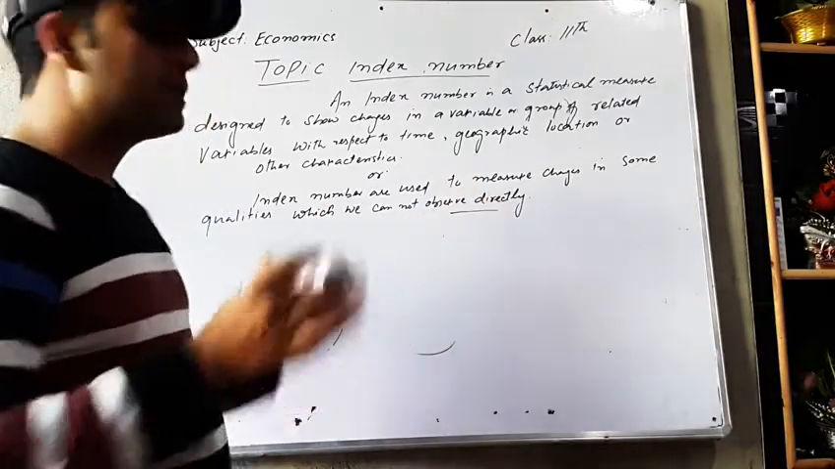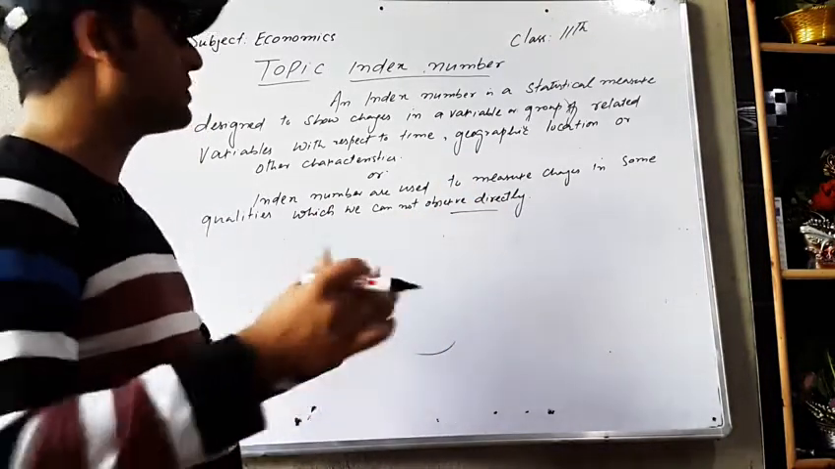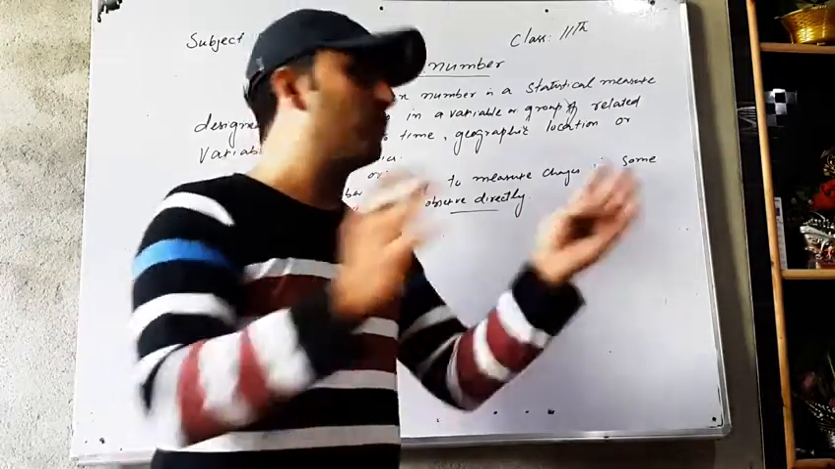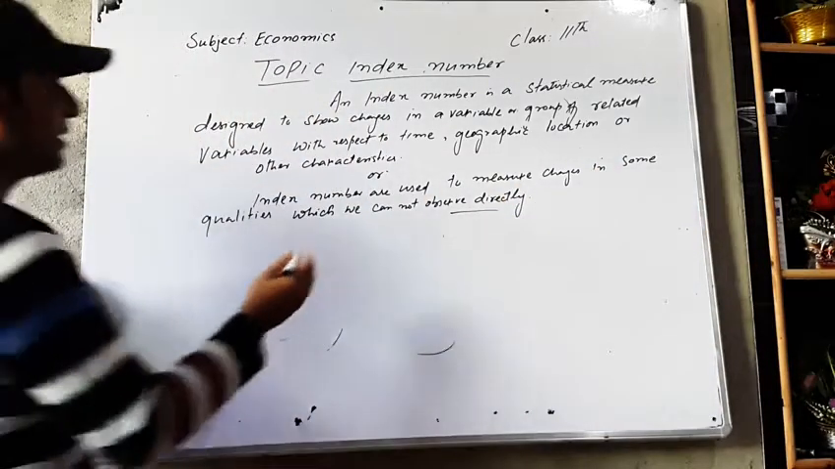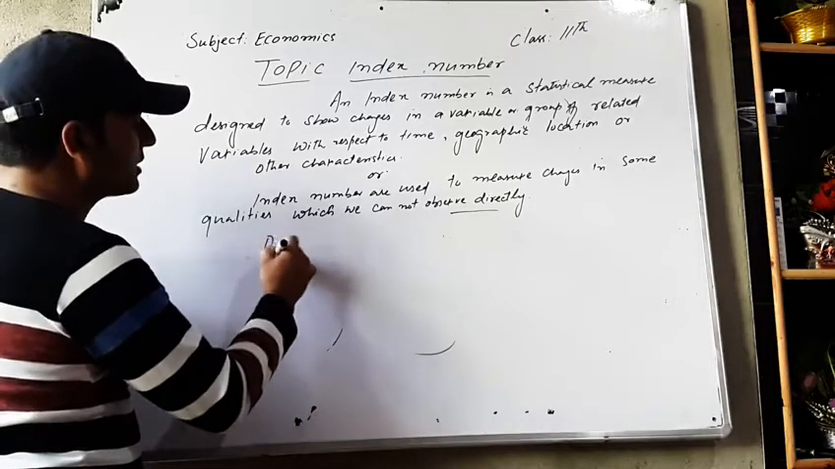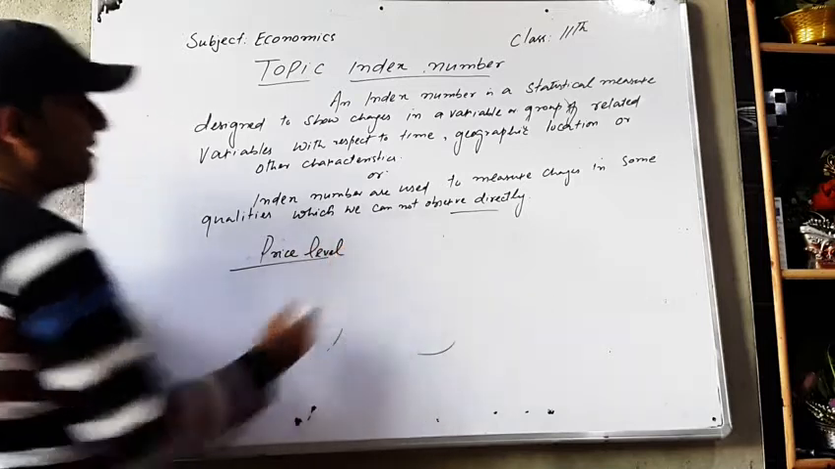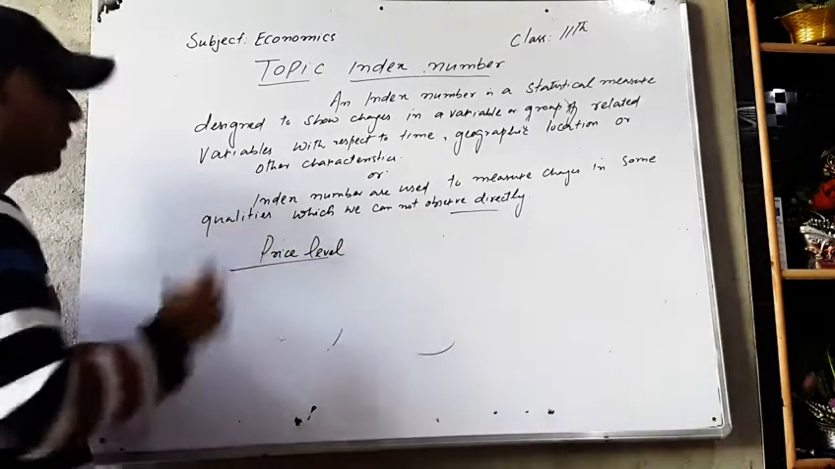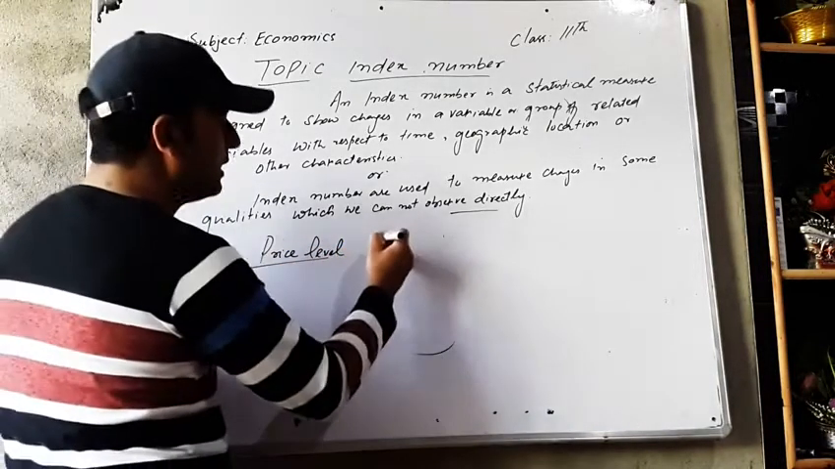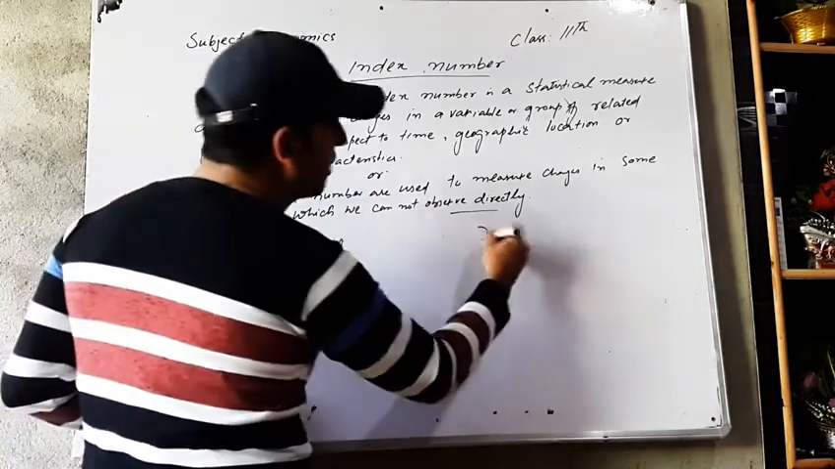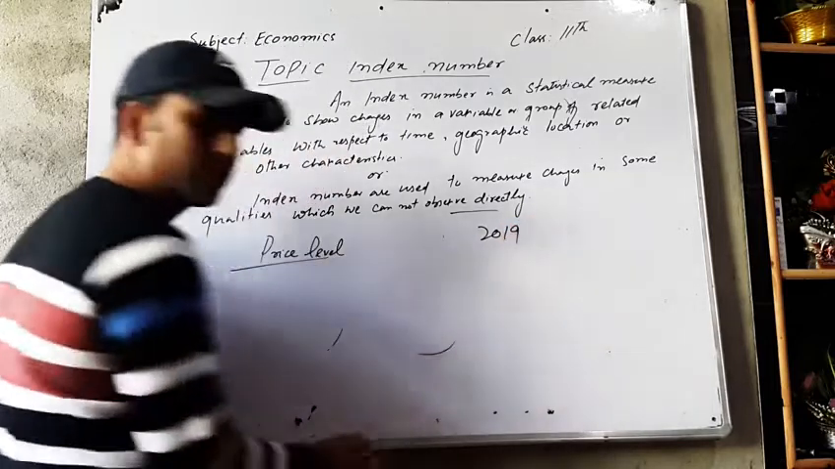ये मतलब किस लिए डिजाइन किया गया है? टू शो द चेंजेस इन वेरिएबल. वो वेरिएबल में कितने चेंजेस हुए हैं और ग्रुप ऑफ वेरिएबल्स. फॉर एग्जांपल आई विल गिव एन एग्जांपल हियर. फॉर एग्जांपल इफ वी आर स्टडी टू शो द चेंजेस इन द प्राइस लेवल, हाउ मच प्राइस लेवल चेंजेस, what we do in the index number.